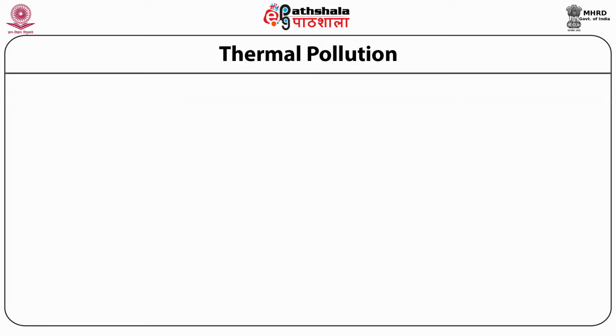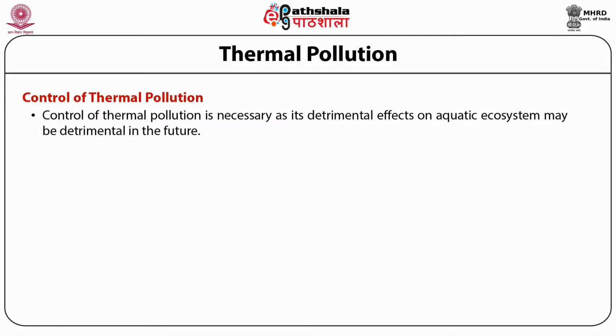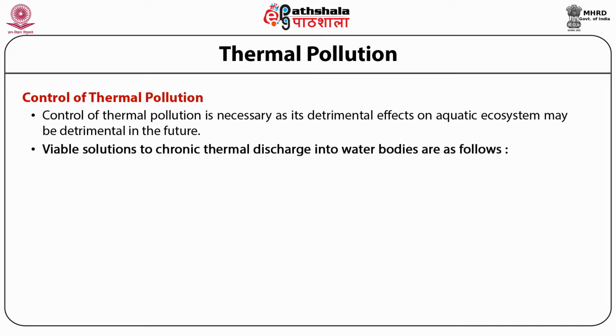Now we discuss the control measures of thermal pollution. The control of thermal pollution is necessary as its effects on the aquatic ecosystem may be detrimental in the future. Viable solutions to chronic thermal discharge into water bodies are as follows. Number one is a cooling pond, number two is a cooling tower, and the third one is an artificial lake. All these processes are used to control thermal pollution because they cool down the temperature of the aquatic body.